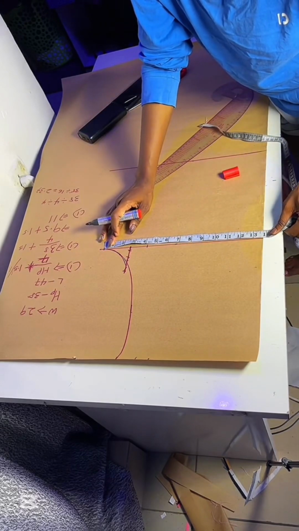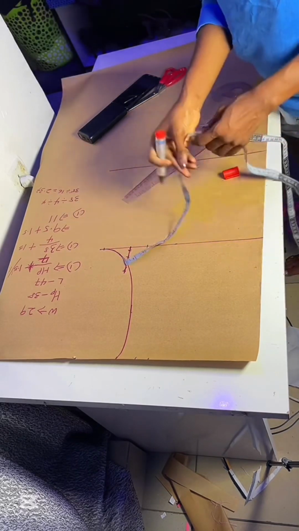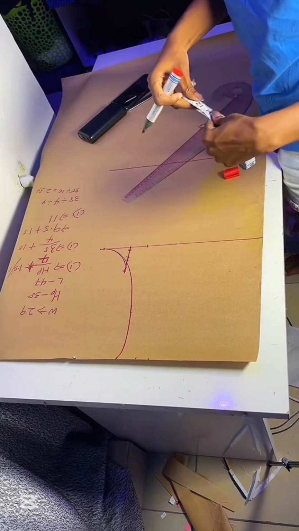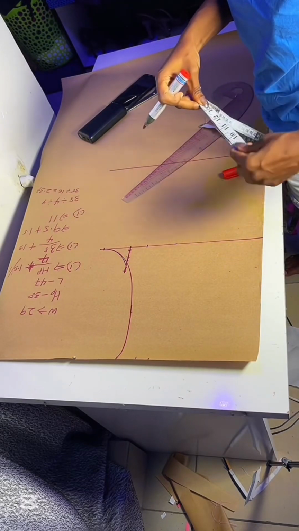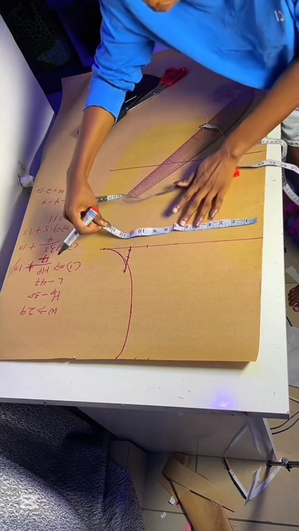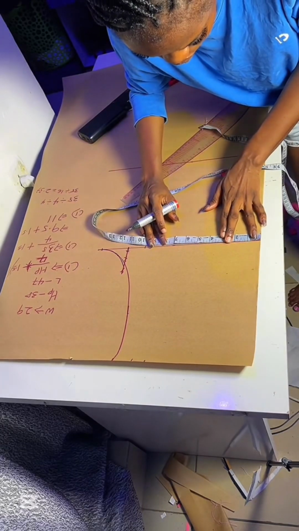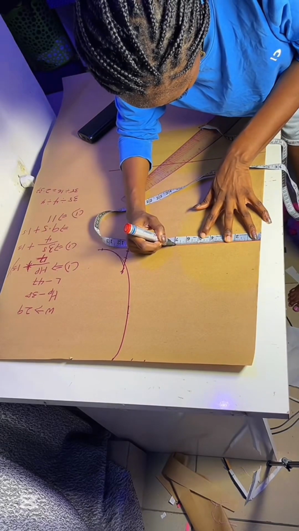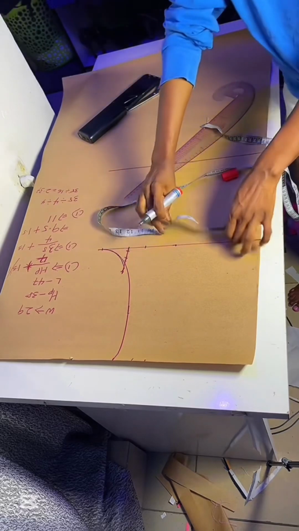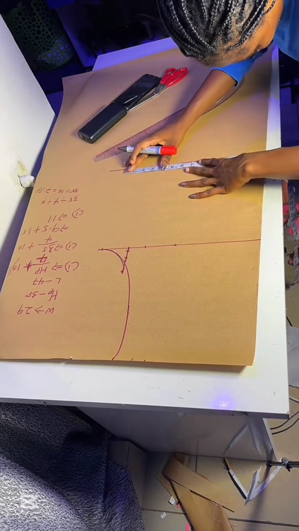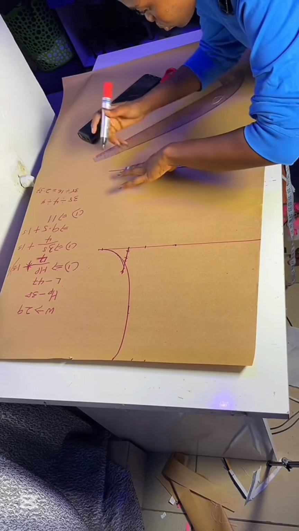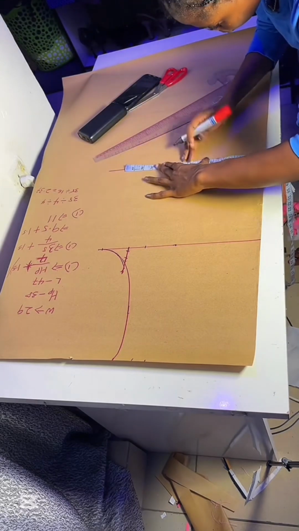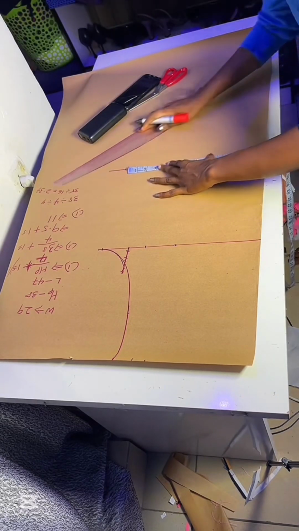Here I had 13.75. So I divided by 2. After dividing it by 2, I marked the mid part. So after marking it at the middle, you do the same on the knee measurement, then on the hem. So that means you measure the same 13.75, then you divide it by 2. You mark the midpoint. You do that on the knee, then you do that on the hem too.